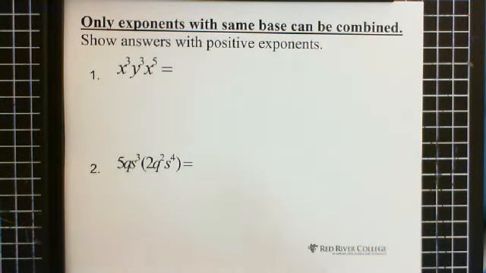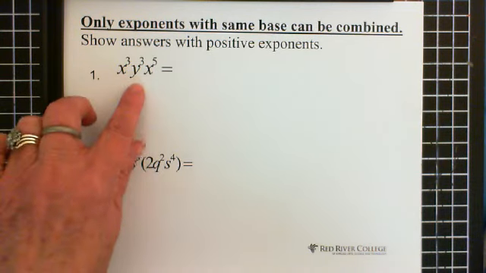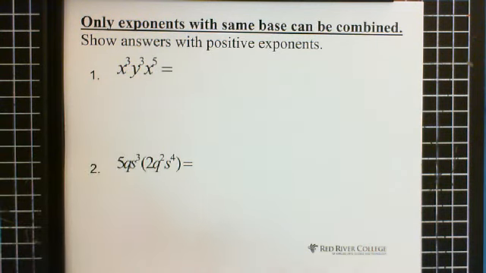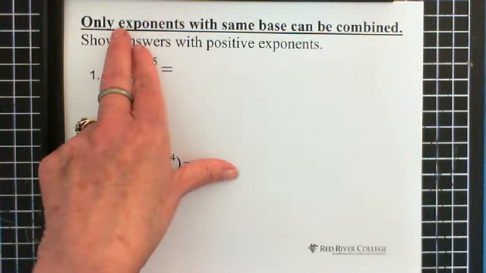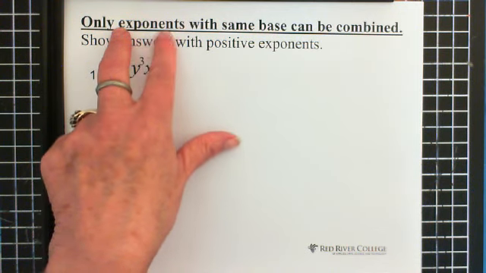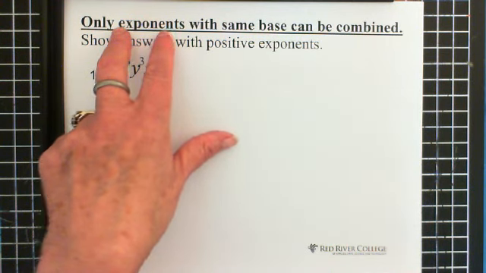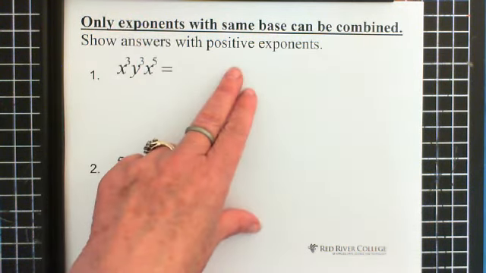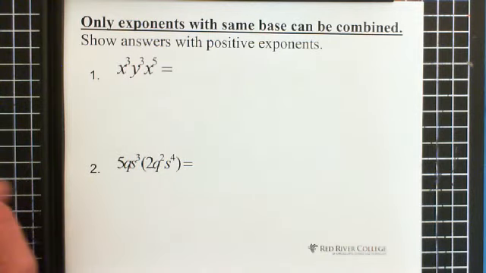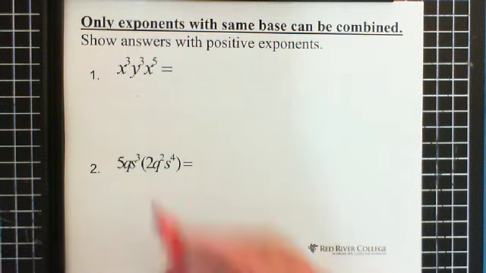The first question we have is x cubed multiplied by y cubed multiplied by x to the fifth. And remember that we can only combine exponents if they have the same base. It's also important to have your answers with positive exponents. Typically that's what people want to see.